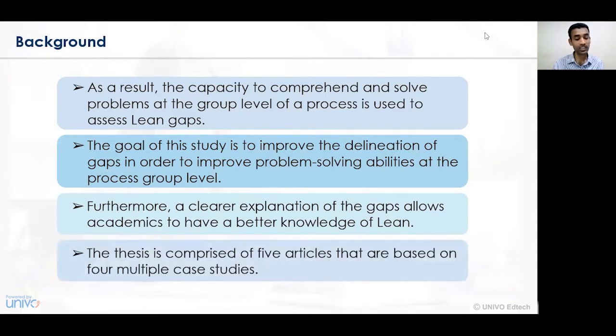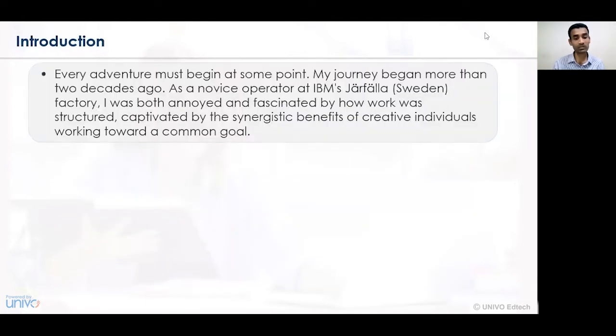This particular research is comprised of 5 articles that are based on 4 multiple case studies. So it has the various involvements of those particular case studies and how those particular case studies can be introduced in a simultaneous way. Every adventure must begin at the same point, and the journey began more than 2 decades ago.